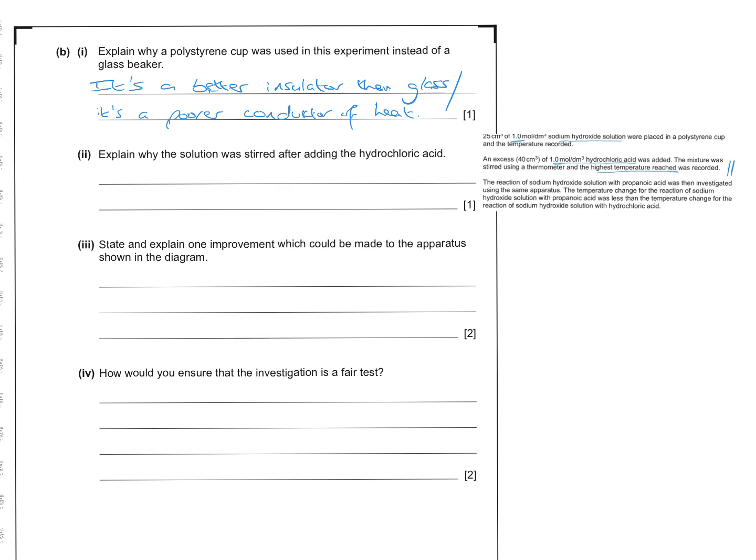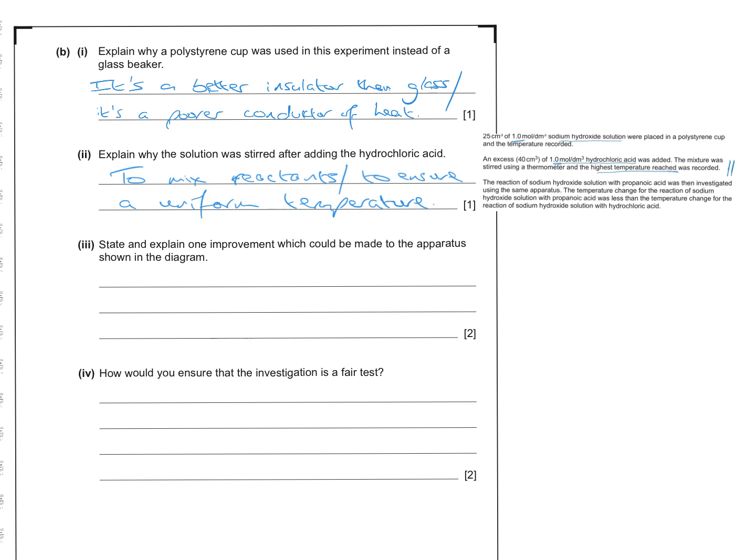Part 2. Explain why the solution was stirred after adding the acid. Now, I've put the method to the side. Hopefully you can make that out. So you can see here that the hydrochloric acid was added, and then the mixture was stirred using a thermometer. The highest temperature reached was recorded. Well, the reason why we would stir that mixture is just to make sure that the reactants are thoroughly mixed. Or you could say it's to ensure that there's a uniform temperature.